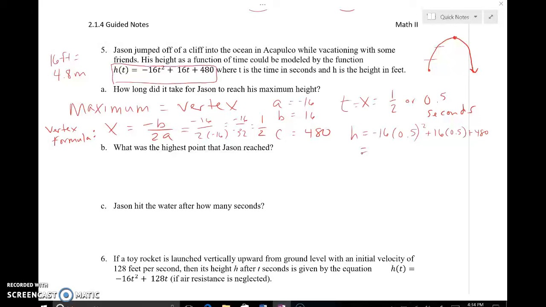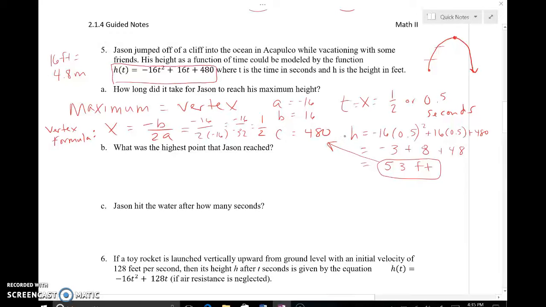So I'm going to go ahead and figure this out real quick for us. Okay, 0.5, and I'm going to square that, and then multiply that by negative 16, and I get negative 4. Wait, I get negative 4... no, negative 3. Then 0.5 times 16, that's 16 divided by 2, or 16 times a half, and I get 8 for that, plus 480. Negative 3 plus 8 is 5. 5 plus 48 is 53 feet. So the maximum height of this function is 53 feet.